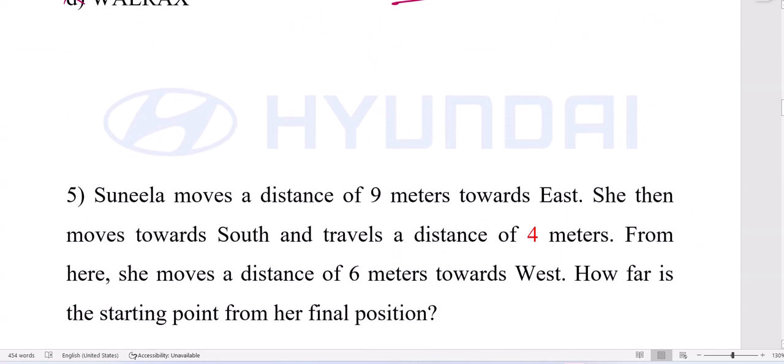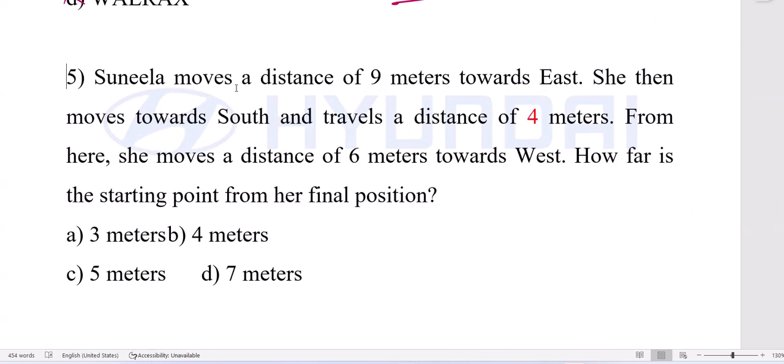Next, again a directions related question. Try this directions question. How far is the starting point from her final position?